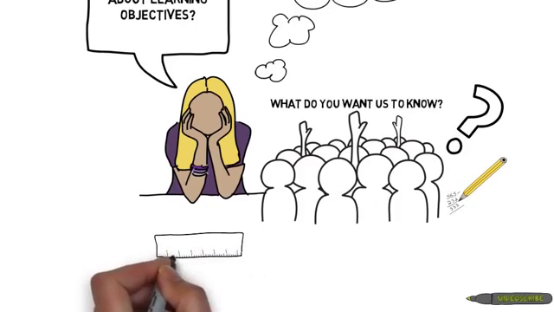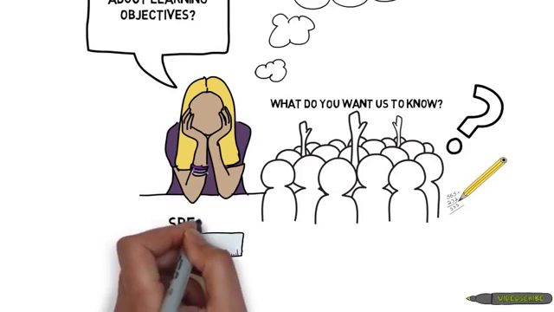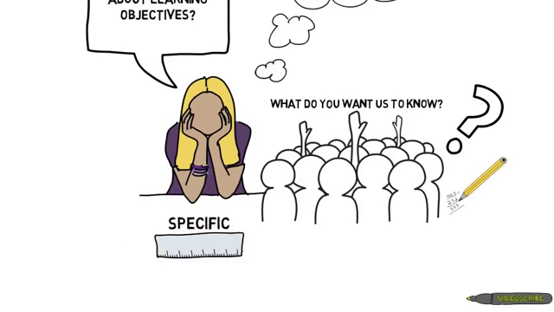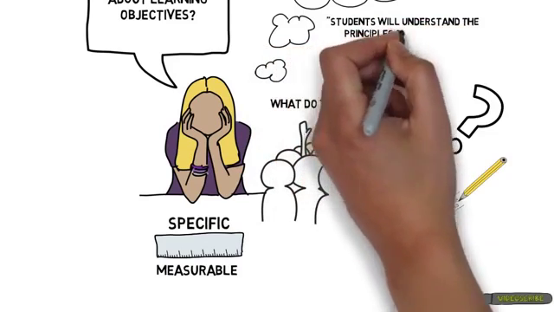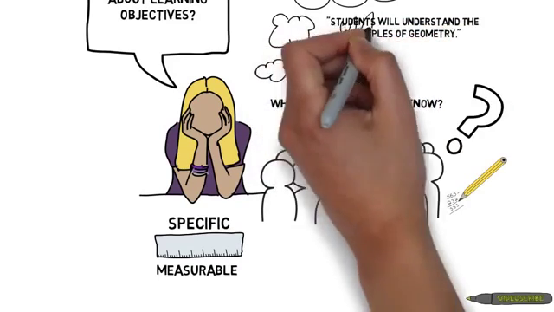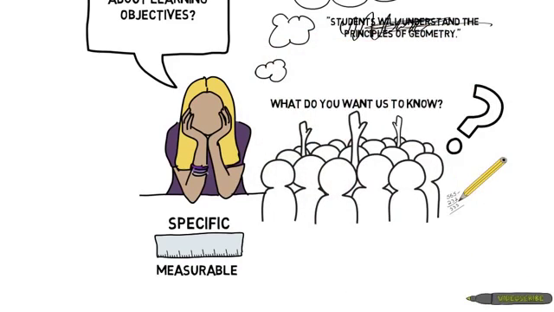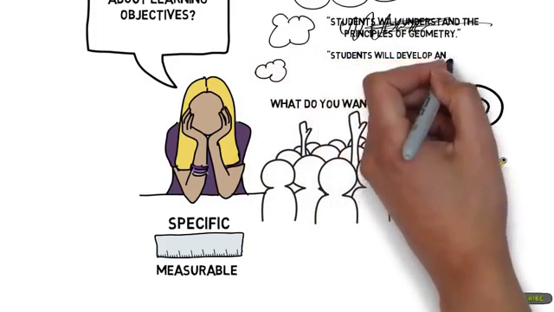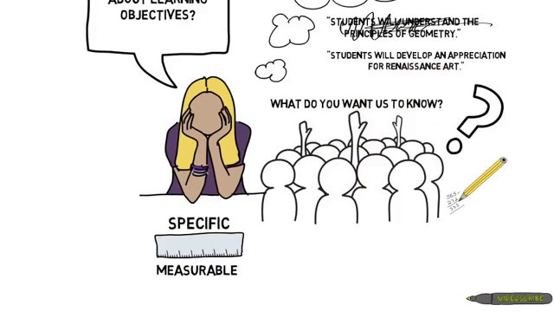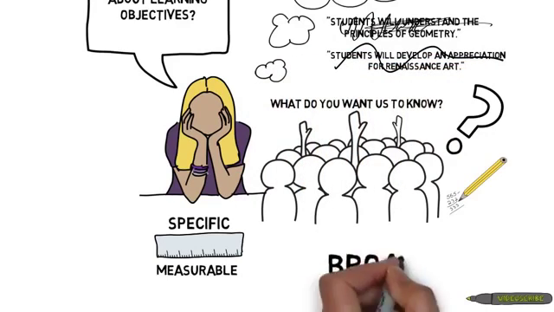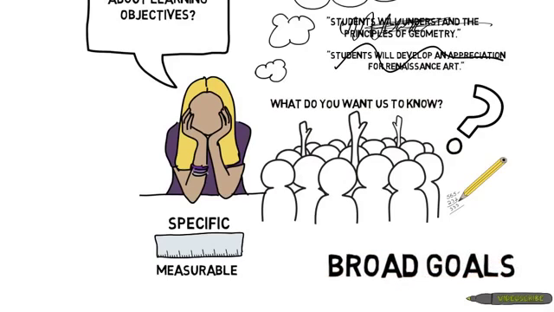You probably already have objectives for your course, but you might need to work on making them specific and measurable. For example, "students will understand the principles of geometry" isn't very specific, nor is it measurable. Or, "students will develop an appreciation for Renaissance art." That's a pretty broad goal. And how do you even begin to measure it? With a little thought, you can turn your broad goals into specific and measurable objectives.